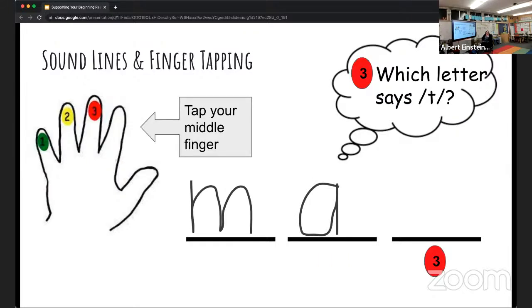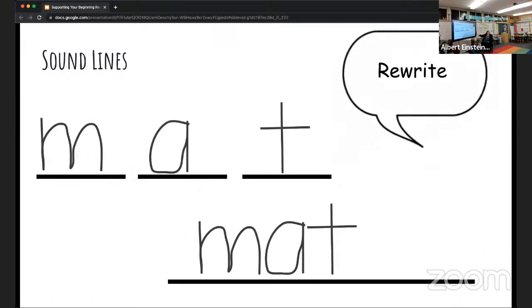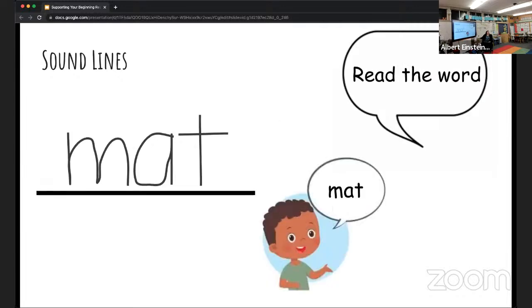Now they're thinking again, and they may have to say the word over and over again. I encourage them to do that. Mat. Okay. What letter says /t/? So now they've got this. Go ahead and go to the next slide. Then we have them rewrite it just on one line. So now it looks like a regular word without spaces in between. And then we have them read it. You can spell it, you can read it. So they look at this and they say mat.